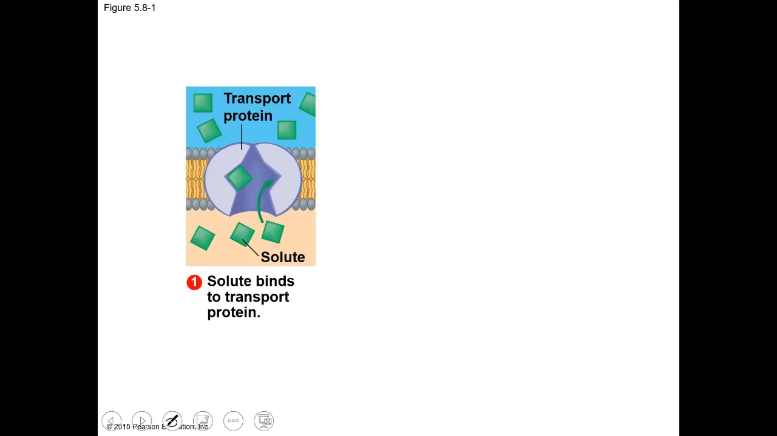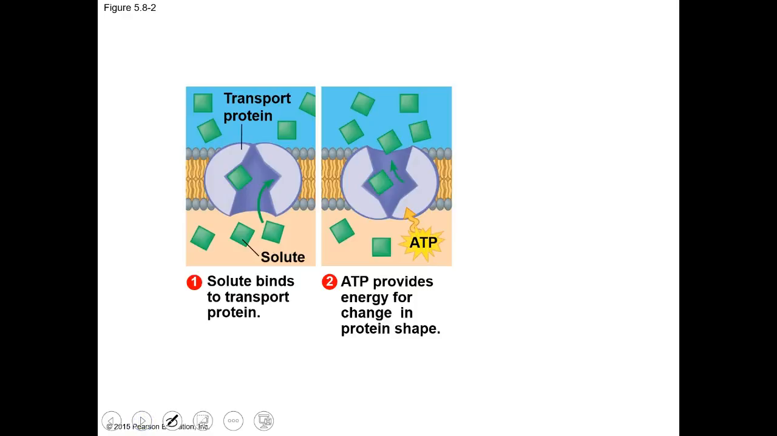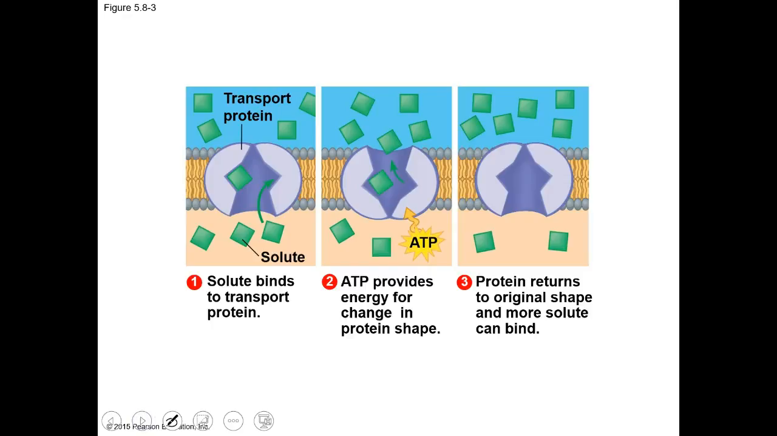But what happens is a solute will bind to a transport protein. So notice we've got binding and our purple protein we've attached to. Then ATP will provide energy to change the protein shape. Notice it opened this way and now it's opening this way. The protein will then return to its original shape once the ATP is done, and basically we'll just wait for another thing to come in there. So that's sort of the 4 main stages.